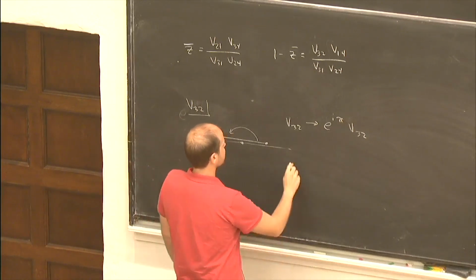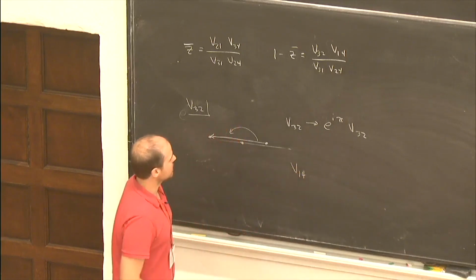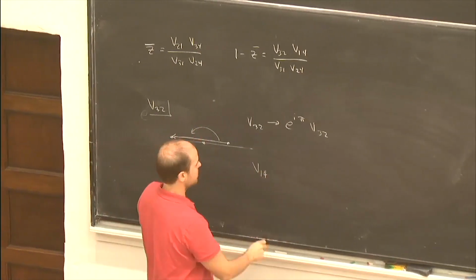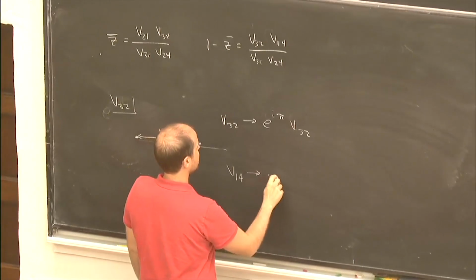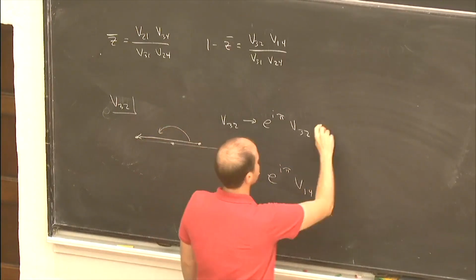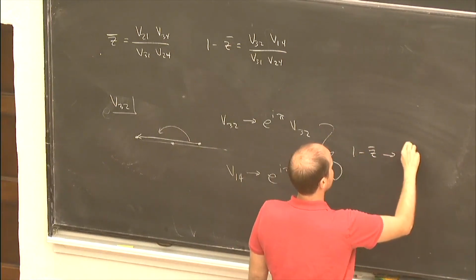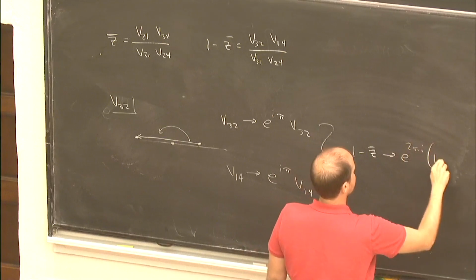Okay, so similarly, v14 starts out being positive with a small positive imaginary part, because v1 has a small positive imaginary part, so it goes to e to the I pi v14. And this means that altogether, 1 minus z bar goes to e to the 2 pi I times 1 minus z bar.